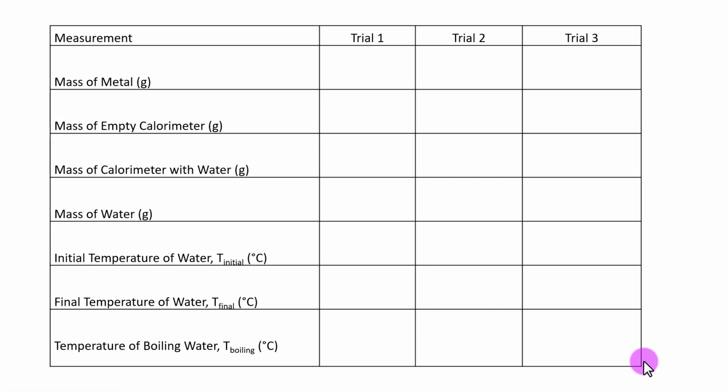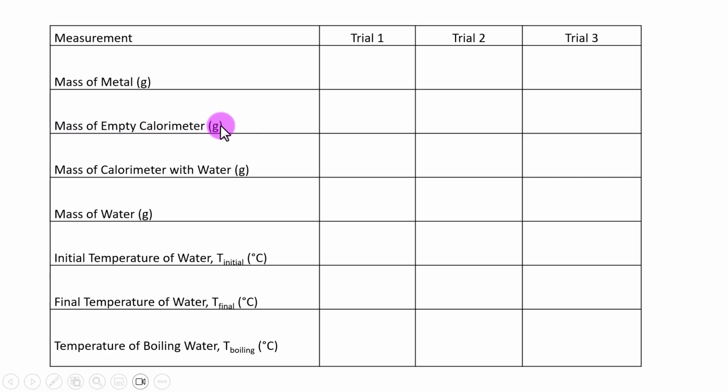In this video, I am going to walk you through the specific heat of a metal calculations. At the beginning, you will have something like this in your lab report, a table like this. There is a picture for the mass of the metal, and it will be the same for all three trials because we use the same metal.